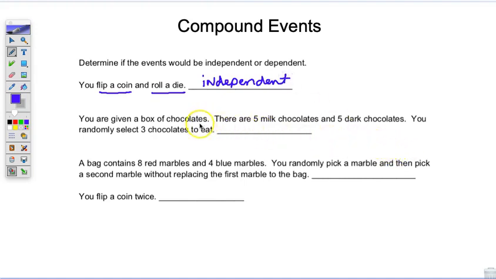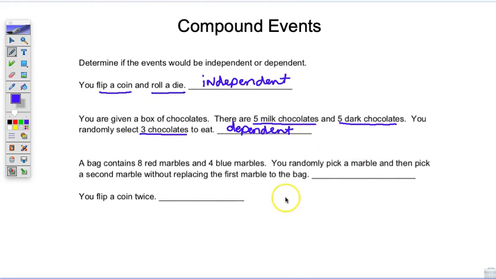You are given a box of chocolates. There are 5 milk chocolates, 5 dark chocolates, and you randomly select 3 chocolates to eat. This would be considered a dependent event because once you've chosen a piece of chocolate, you no longer have that one to choose. So if you choose maybe 1 milk chocolate and you eat it, then there would be only 4 milk chocolate left.